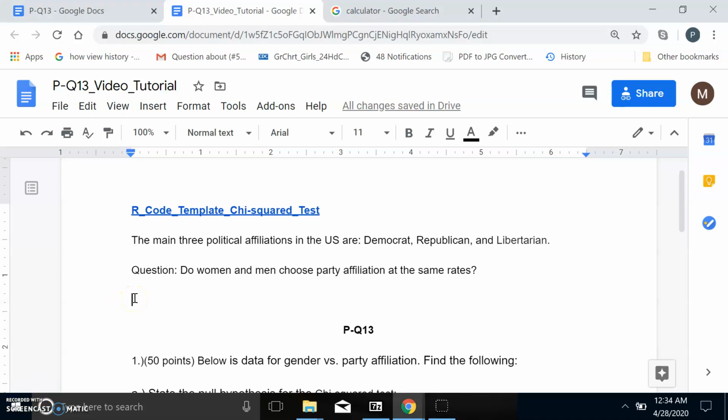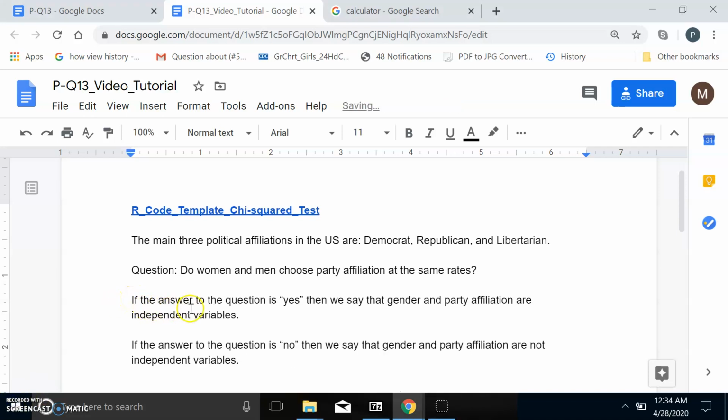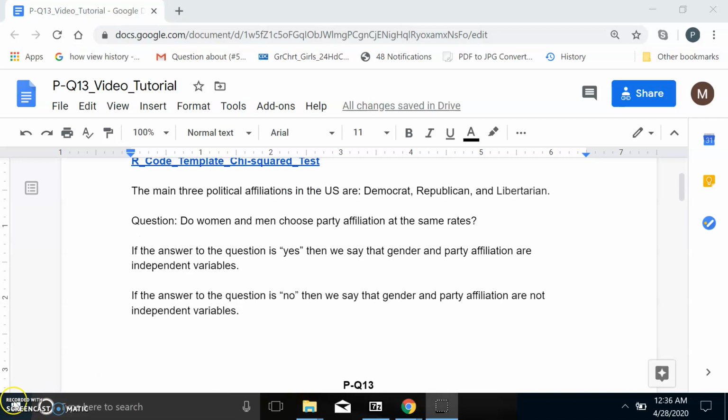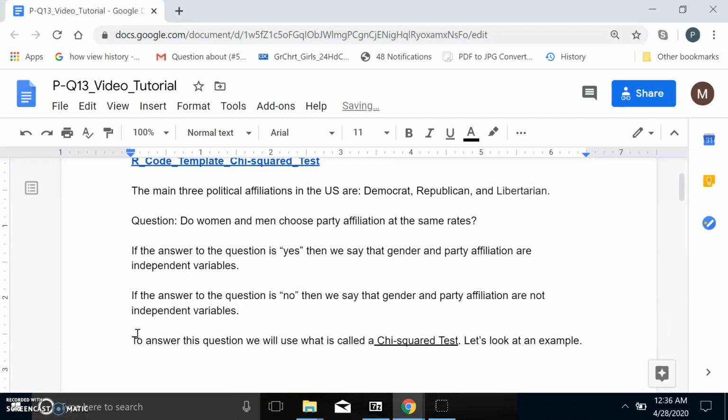Well, the answer is either yes or no. If the answer to the question is yes, then we say that gender and party affiliation are independent variables. If the answer is no, then we say that gender and party are not independent variables. So we're going to try and answer this question, and to do so we will use what is called a chi-square test. Now let's look at the example on the practice quiz.